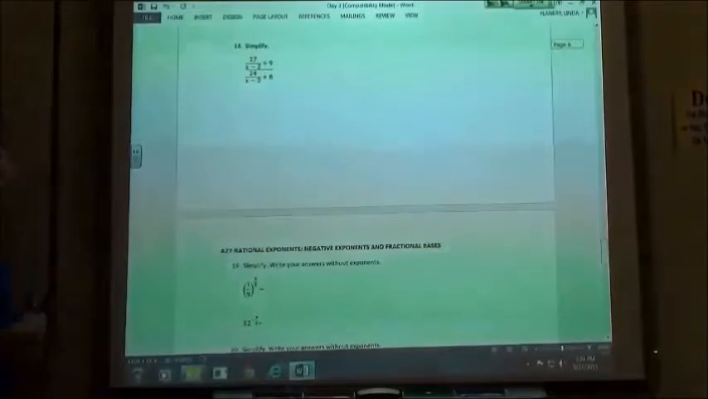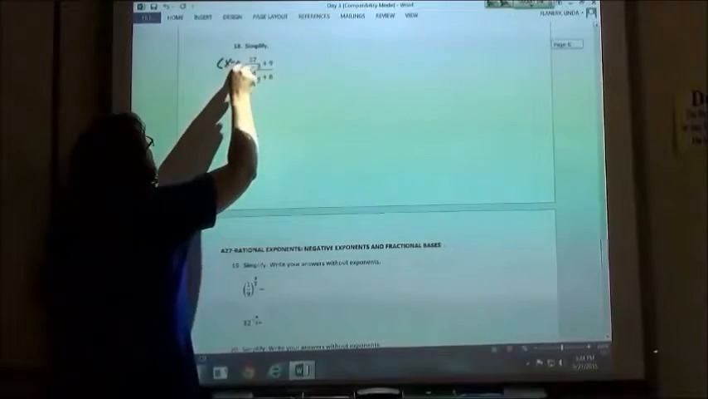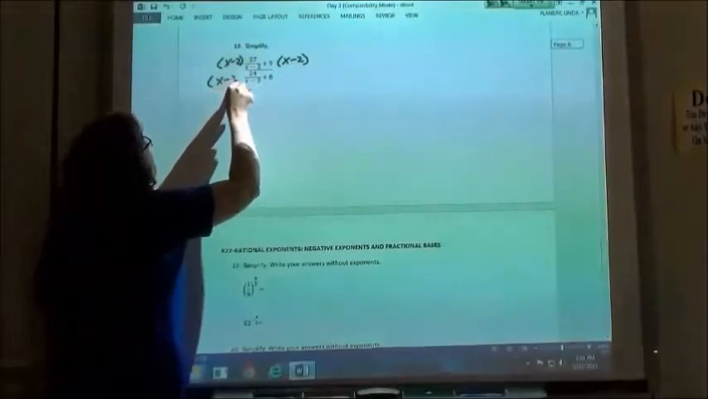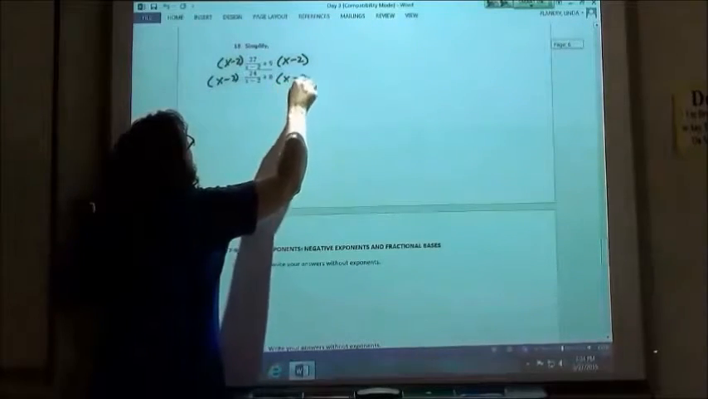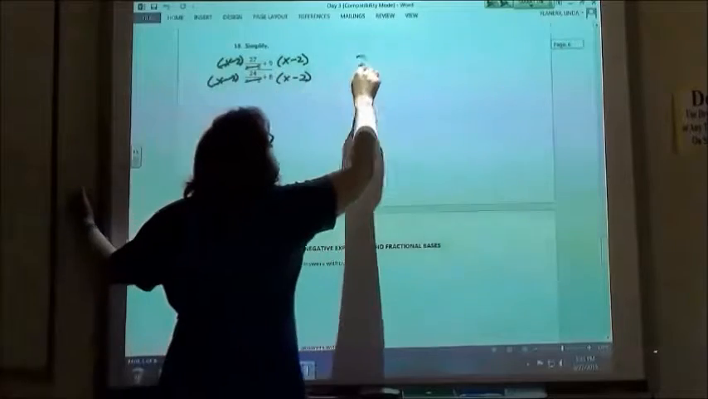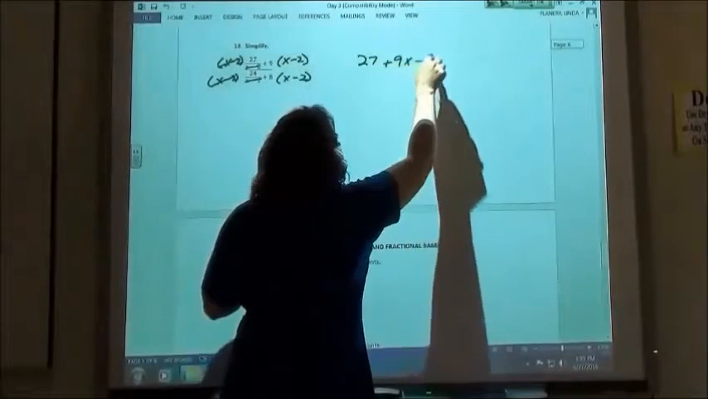So number 18, same kind of problem. I've got those fractions within my fraction, and I can multiply by that x minus 2 to get rid of some of those fractions. So if I multiply everything by x minus 2, on the fractions I can cancel. So I'm going to get 27 plus, and multiplying that out, I'd have 9x minus 18.